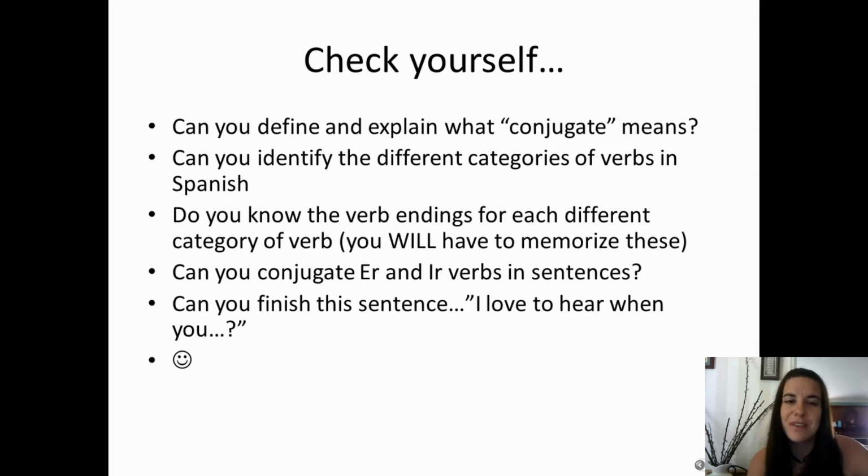Time to check yourself. Can you define and explain what conjugate means? Can you identify the three different categories of verbs in Spanish? Do you know the verb endings for each different category of verbs? And you will have to memorize those. Can you conjugate ER and IR verbs in sentences? Can you finish this sentence? I love to hear when you conjugate. Oops, I gave you the answer.